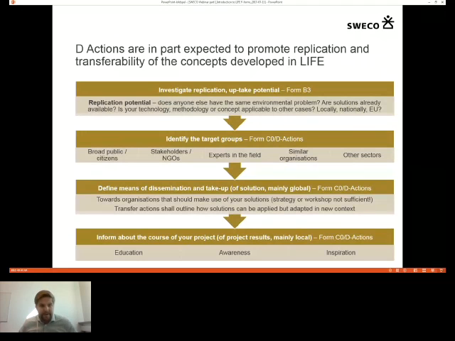Secondly, and very important to the LIFE program, identify the suitable target groups. And of course, the broad public and the citizens always need to be targeted in one or another way.